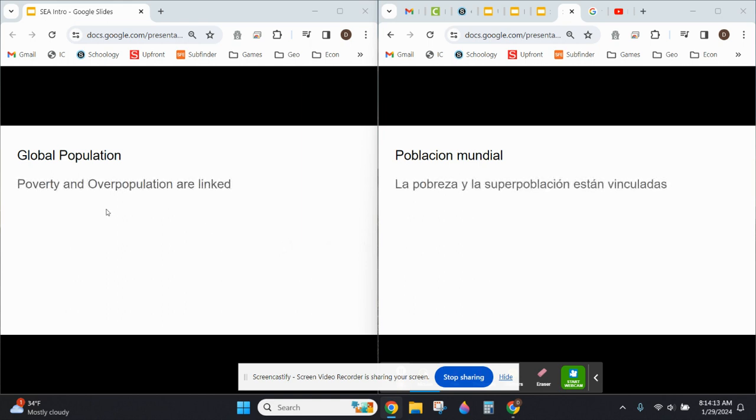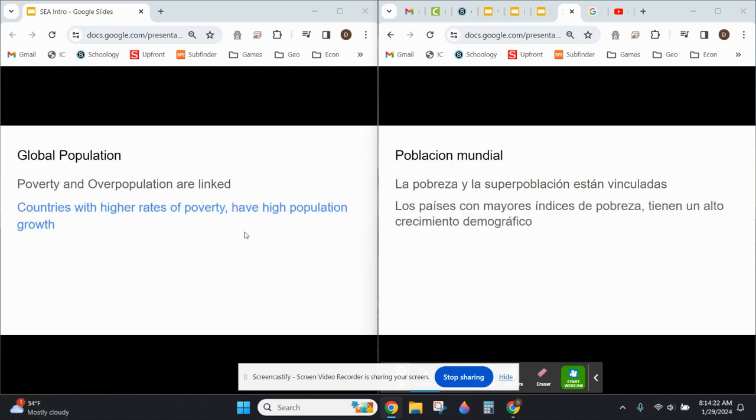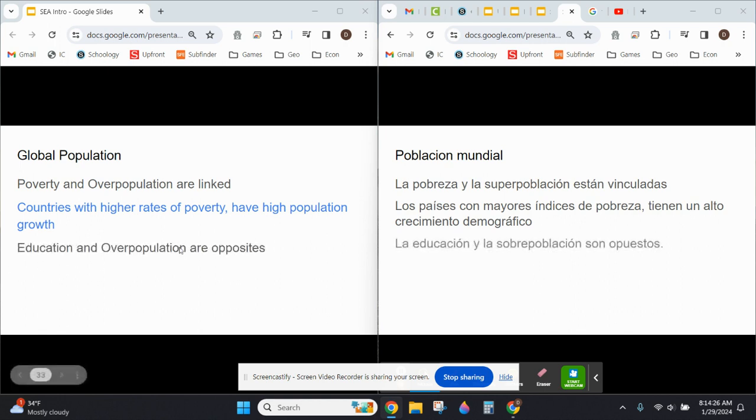So one thing we note is that poverty and overpopulation are linked together. There's a connection between countries that are struggling to develop and their population. If you have higher rates of poverty, you usually have higher population growth. Education and overpopulation are opposites. As women get more educated, overpopulation becomes less of a problem.